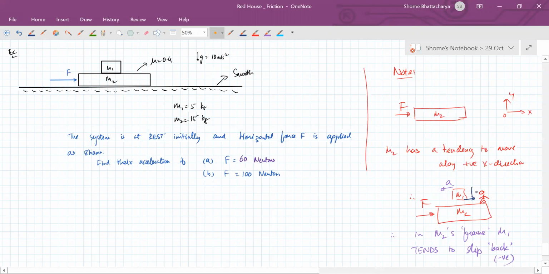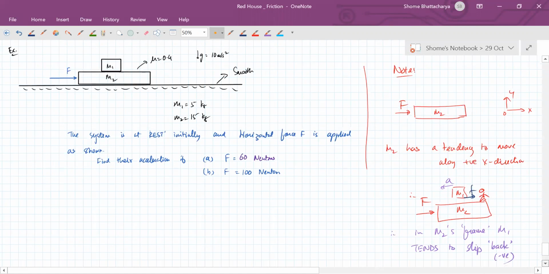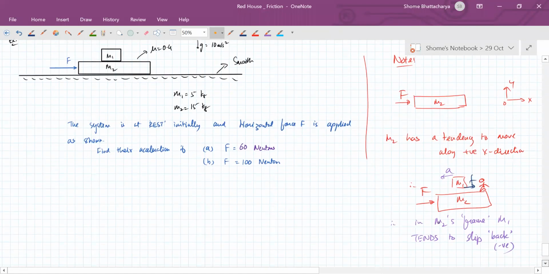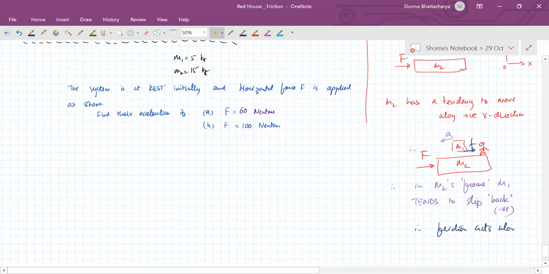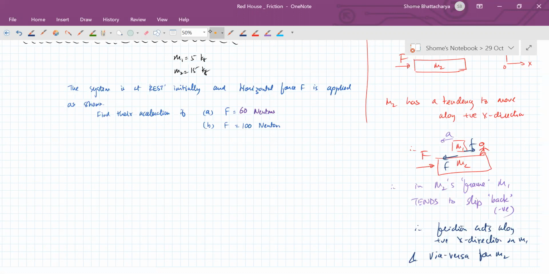It's in the forward direction. So friction acts along the positive x direction on M1. Okay, and vice versa for M2. So M2 will have the equal and opposite reaction friction acting on it. Okay, so this is the direction in which the frictions will act.